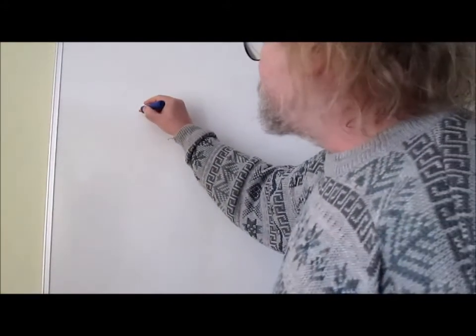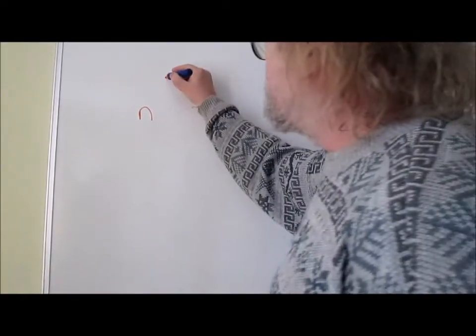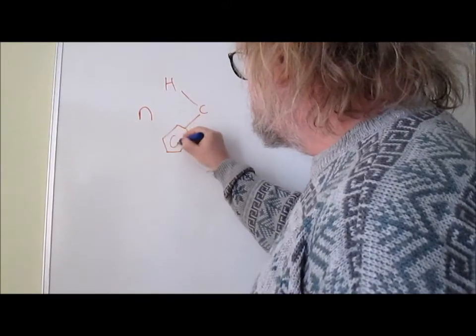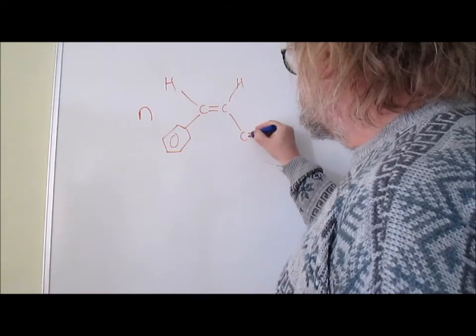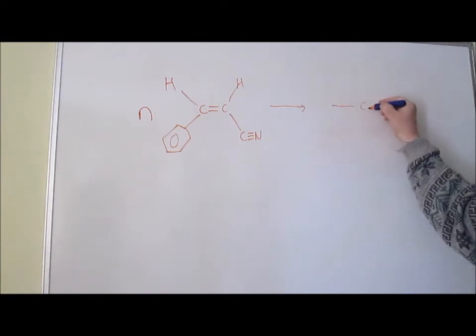Okay, so now when it comes to writing a balanced equation, we have to use n to represent the big number. So we write out our alkene again, which was this. So n lots of that, polymerized together to give you the repeat unit, n times.